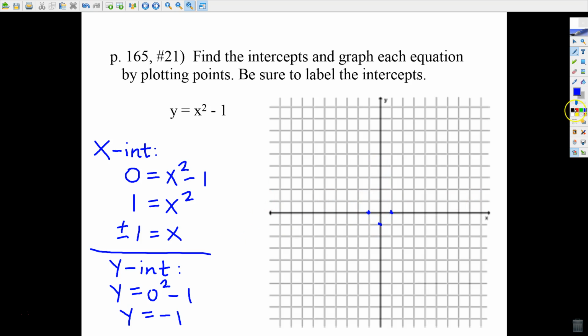So if I do one more input, just to have something else to draw through, I'm going to input 2. I'm going to let x be 2 in this equation. And if I input 2, the output, or the y, should be 3. 2 squared is 4 minus 1. So I'm going to plot 2, 3. And then once again, knowing that we have symmetry means I don't have to do another input. I can just come over here on the other side of that symmetry line and put the corresponding point. And that'll be enough for this graph. Just connect with a curve. Should be a U shape.